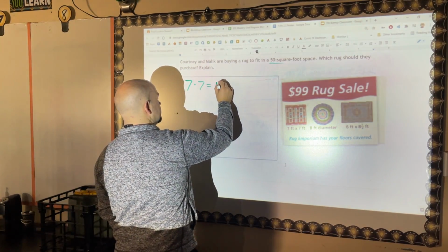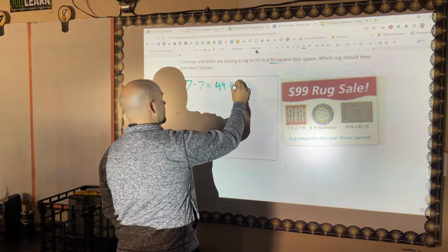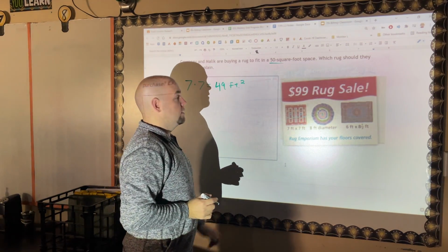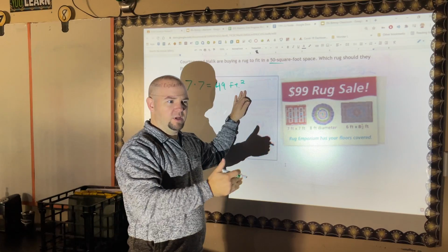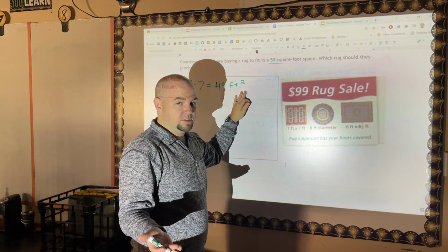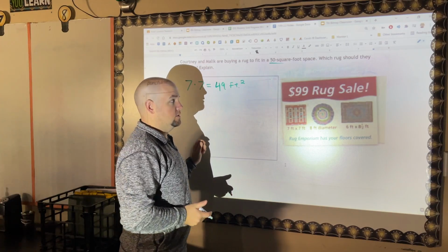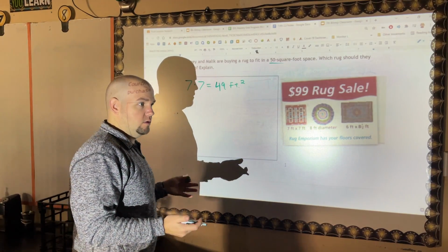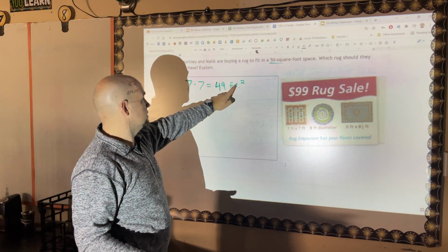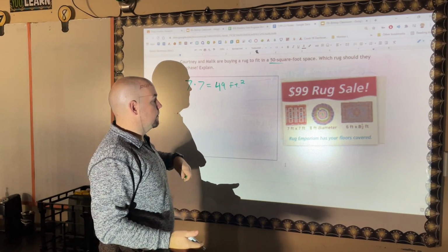7 times 7 is 49. So that one is 49 feet squared. You have to remember your units. If you're plugging something in on the computer or in a standardized test and you don't put that in, it won't count. Or if the beginning is talking about square feet, that's what it's referring to as feet squared.